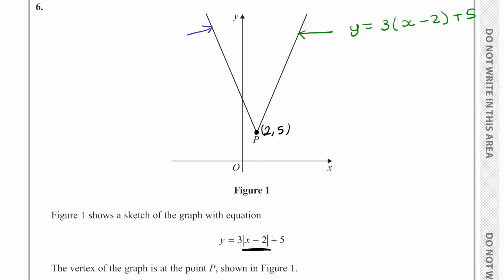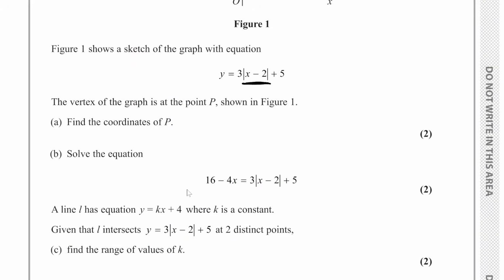And the one with the negative gradient is where the bit inside the modulus is negative. So if that's negative, I'm going to write the negative on the front. Y equals minus 3 times (x minus 2) plus 5. So if the bit in the modulus is negative, it's a different graph, and it's got the gradient of negative 3. So instead of a positive gradient, it's got a negative gradient. So two different lines, and I'm going to work out where they both intersect with the line 16 minus 4x.